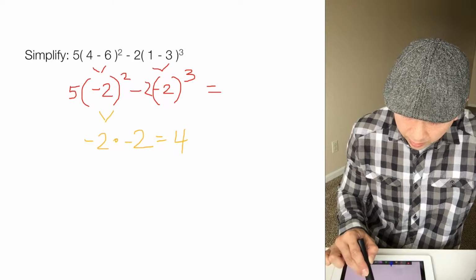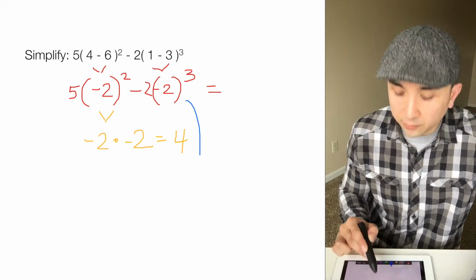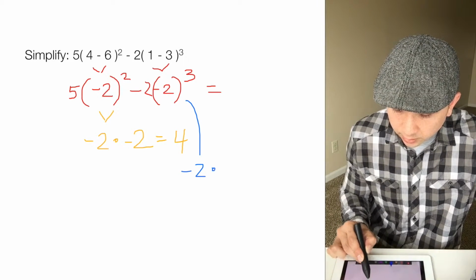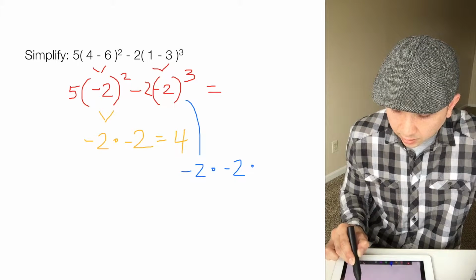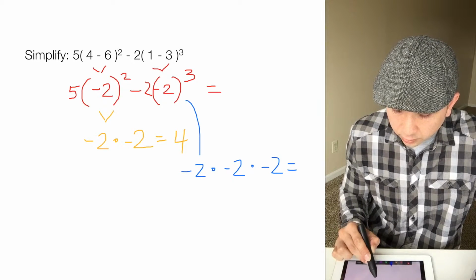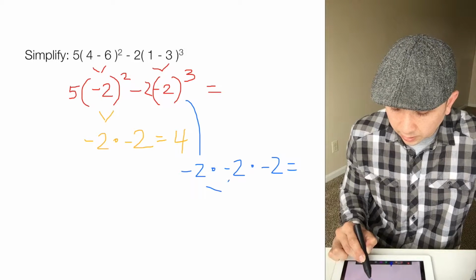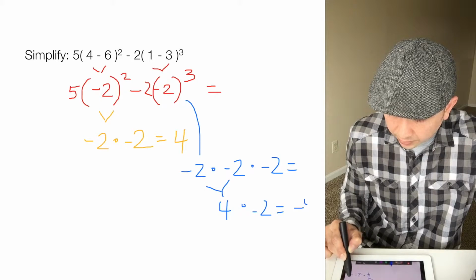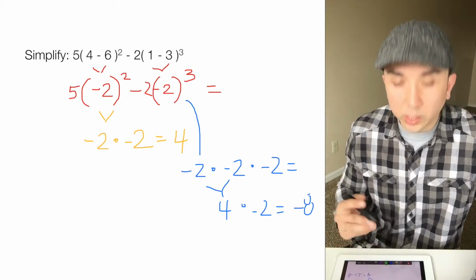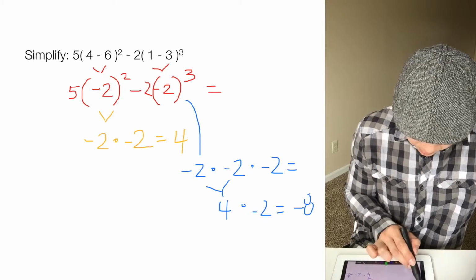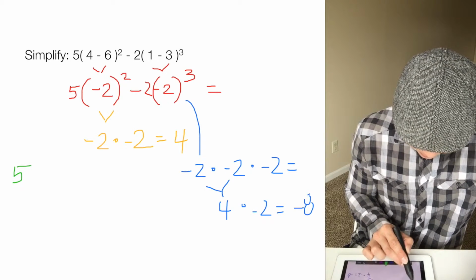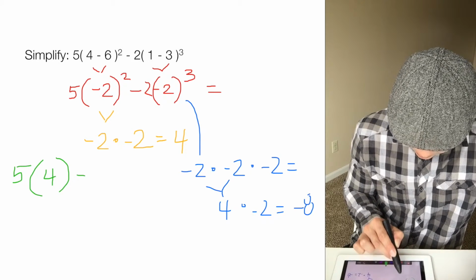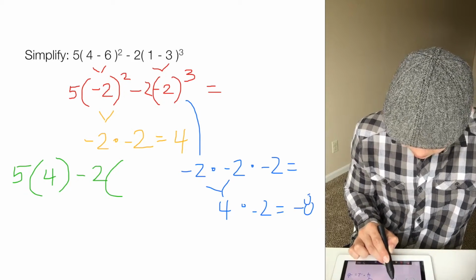Now here we have negative 2 cubed, which means negative 2 times negative 2 times negative 2. So negative 2 times negative 2 is 4, times negative 2 is negative 8. So now we can rewrite our algebraic expression. We can rewrite 5 times 4 minus 2 times negative 8.